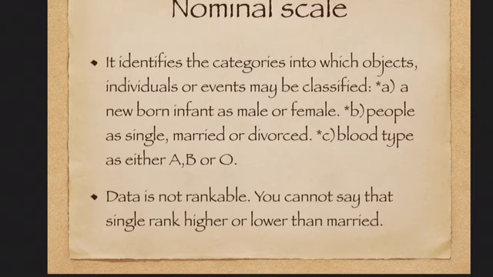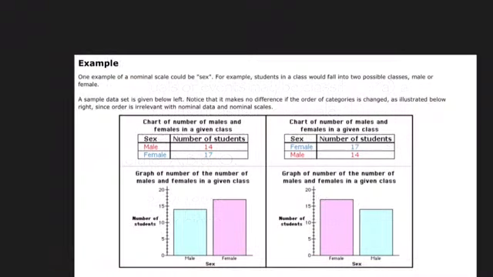Nominal scale identifies the categories into which objects, individuals, or events may be classified. For example, a newborn infant as male or female, or people as single, married, or divorced, or blood type as either A, B, or O. Data is not rankable. You cannot say that single ranks higher or lower than married. This is an example of nominal scale. In this graphic, you can see two different groups, male or female, and the number of students of each one.